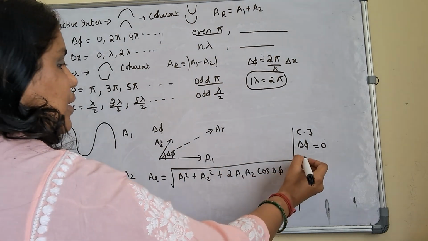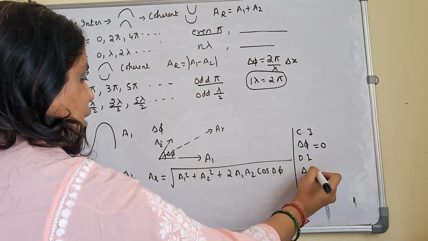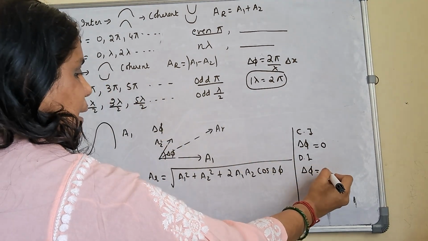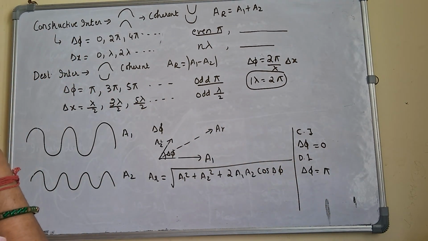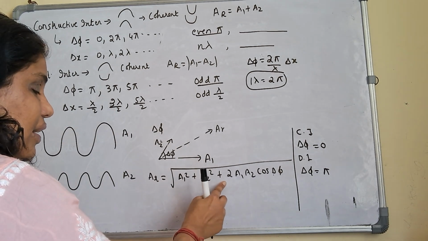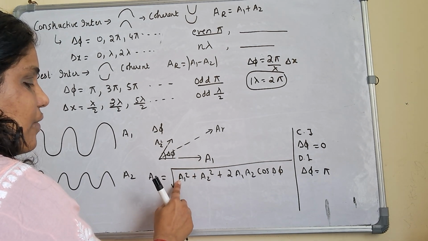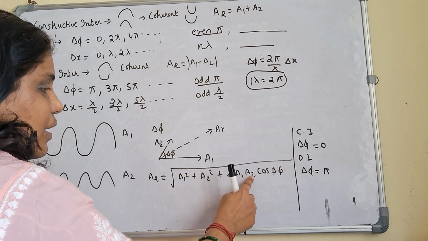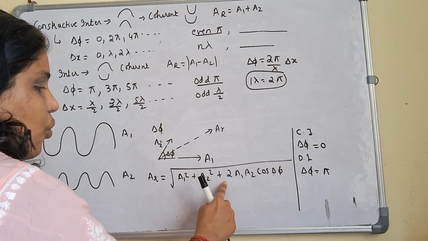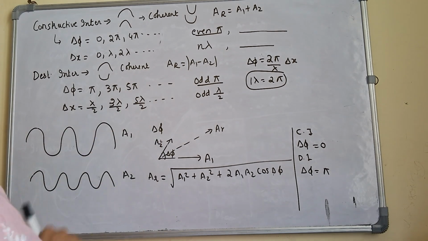And for destructive interference, you know del phi, let us take the starting value, it is pi. So what is cos pi? Cos pi is minus 1, correct? So this will become negative here. So a1 square plus a2 square minus 2 a1 a2, which is a1 minus a2 whole square under root. We are getting this back.